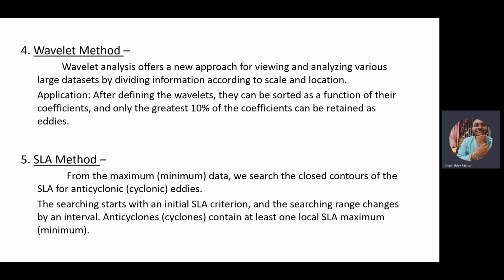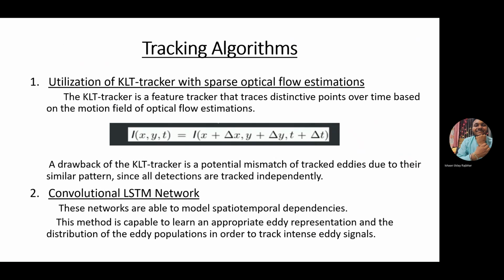Now, one of the most important methods, that is the SLA method. From the maximum data, we search the closed contours of the SLA for anticyclonic eddies. The searching starts with the initial SLA criterion and the search range is increased by an interval. Anticyclones contain at least one SLA maximum.